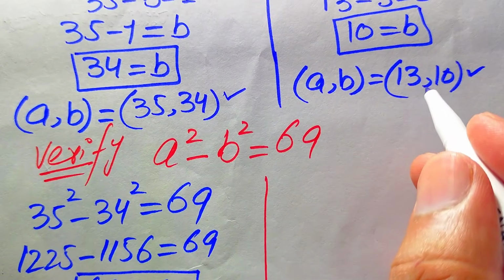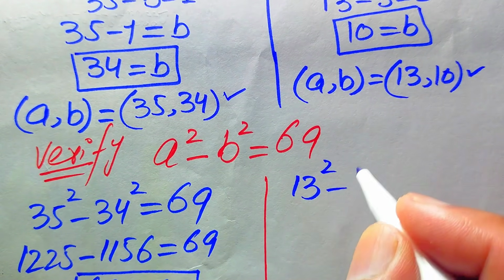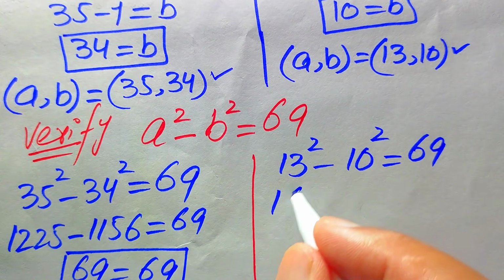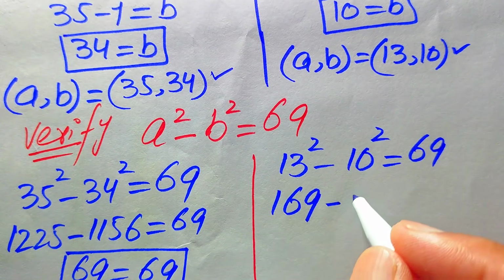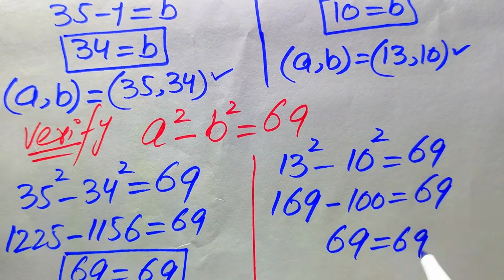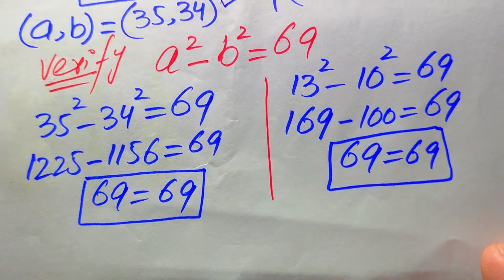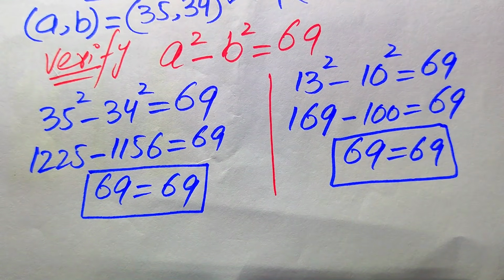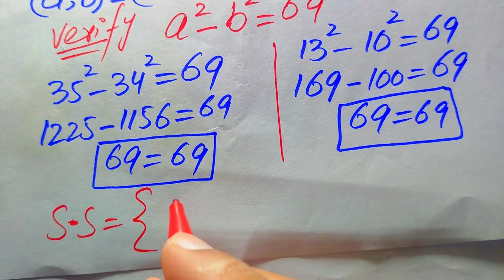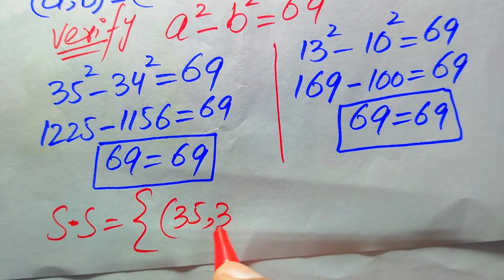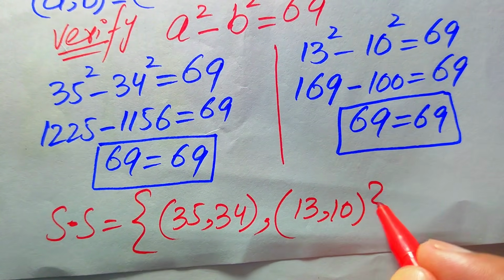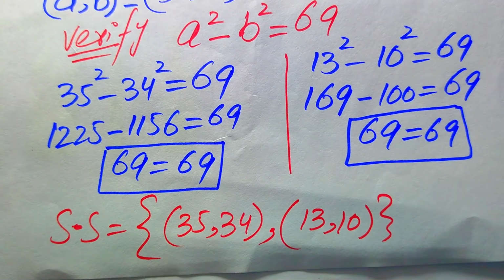Both sides are equal. Now we verify the second pair: 13² − 10² = 69. 13² becomes 169, minus 10² which is 100, equals 69. So clearly 69 equals 69. Both of the above roots satisfy our given question statement, and finally the solution set is: the first ordered pair is (35, 34) and the second ordered pair is (13, 10). So this is our final answer.